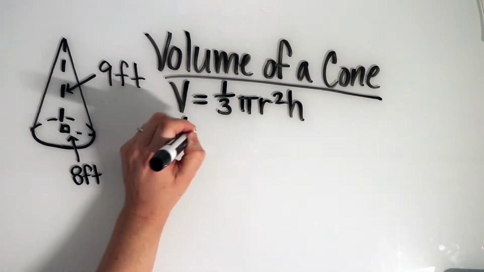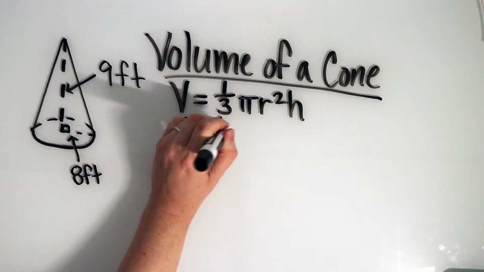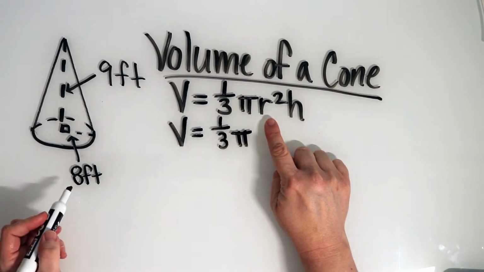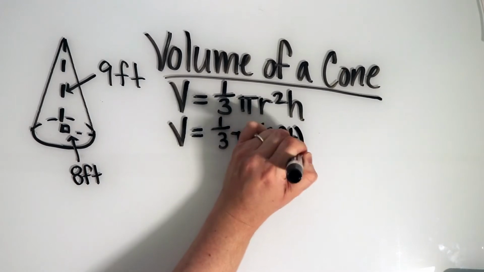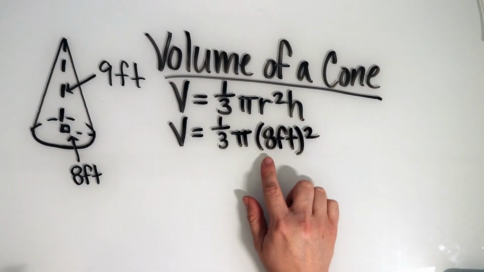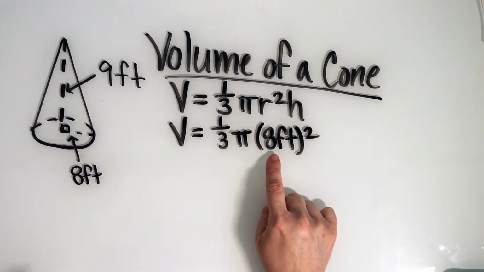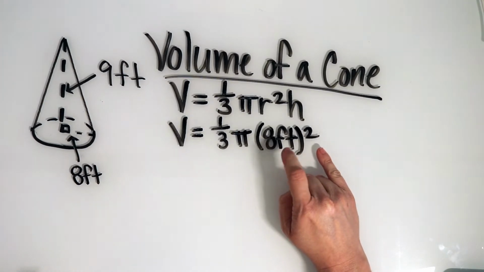So I am going to go ahead and plug in my measurements that I'm given. And when I plug in, I like to use parentheses. And so I'm going to put volume equals 1/3 pi. R, again, is my radius, which is 8 feet. And I definitely want to make sure I have the parentheses here because since R is being squared, that means that 8 is being squared and feet is being squared. I want to make sure that my units get squared as well.